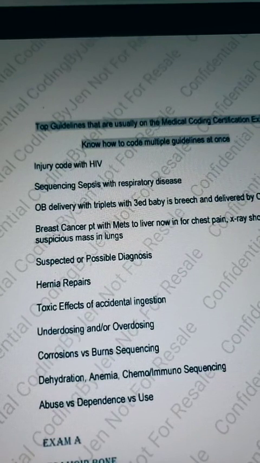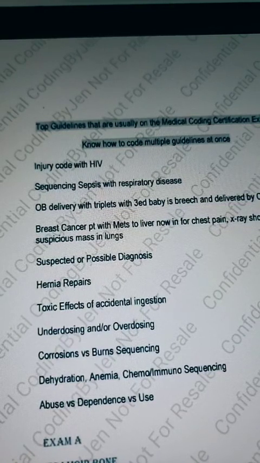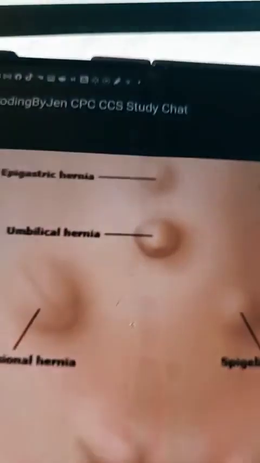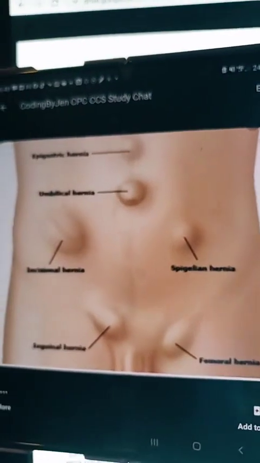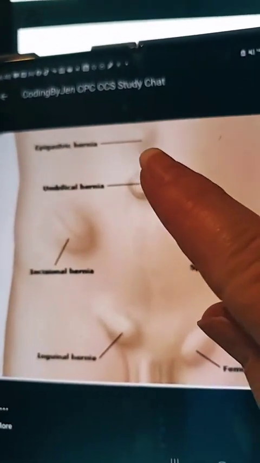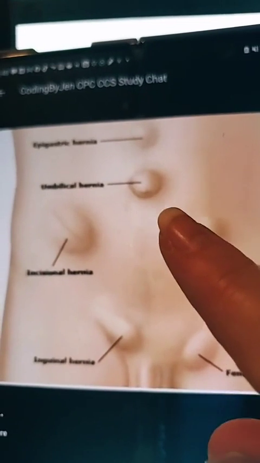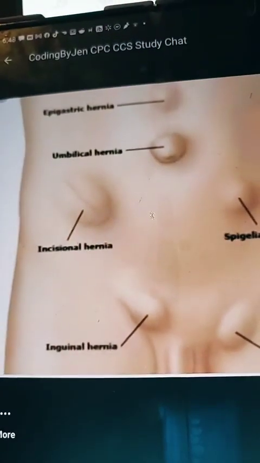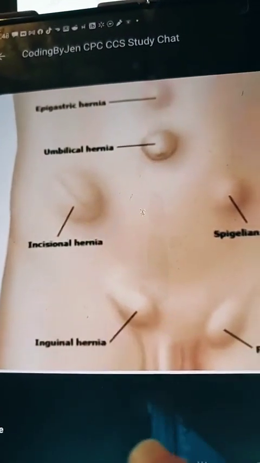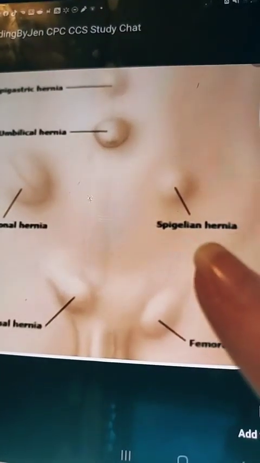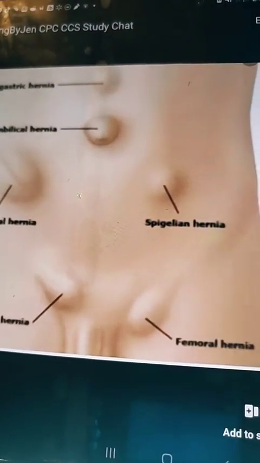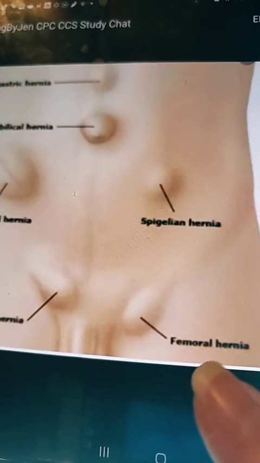I really like this chart that I found on the internet. I'm going to bring it up here real quick, because it shows where all the hernias are on a simple little body part diagram. That's your epigastric right there, your umbilical. That's your easiest one. Then you've got your incisional hernias, and then your inguinal hernias, and then your femoral hernias.